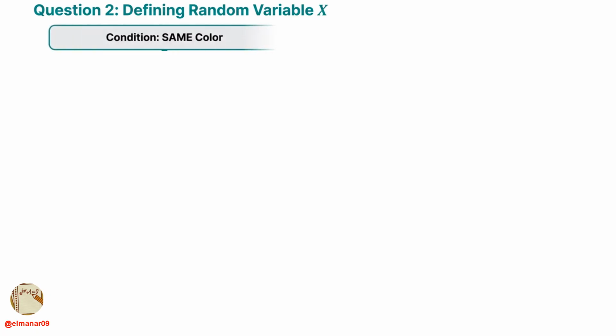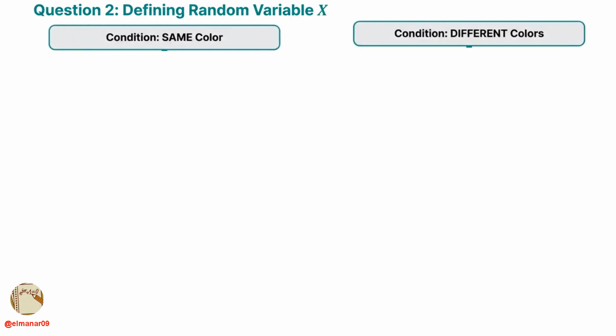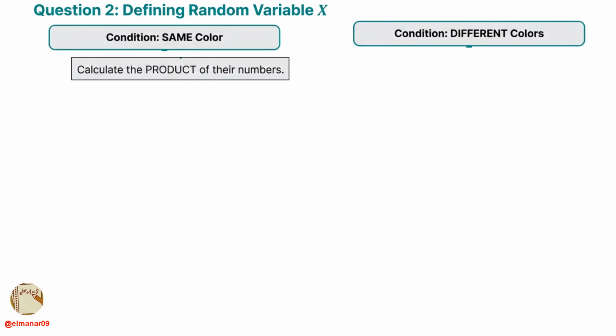Number 1, the rules of the game. Same color or different colors. Our variable x behaves differently depending on the draw. We have two distinct rules. If the balls are the same color, we calculate the product of their numbers. If the balls are different colors, we calculate the sum of their numbers. Crystal clear, right? Come on, let's keep this momentum going.